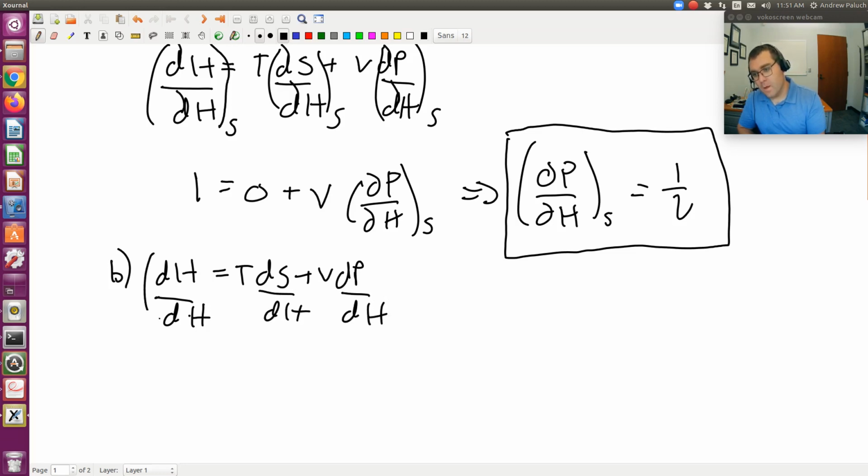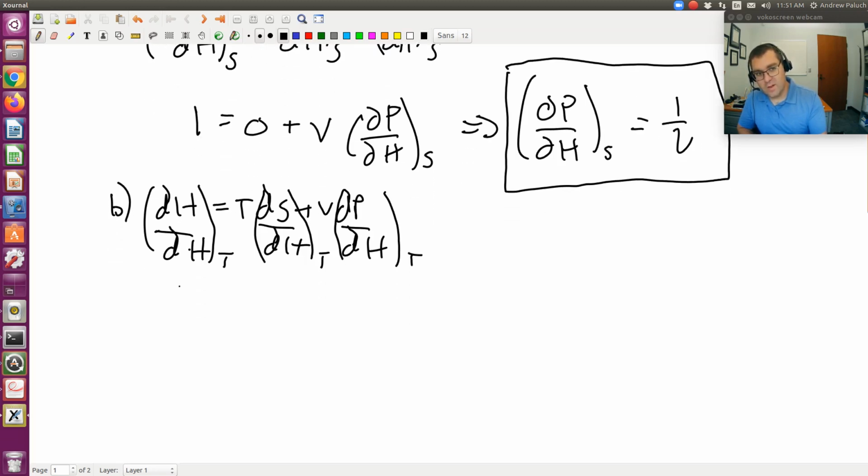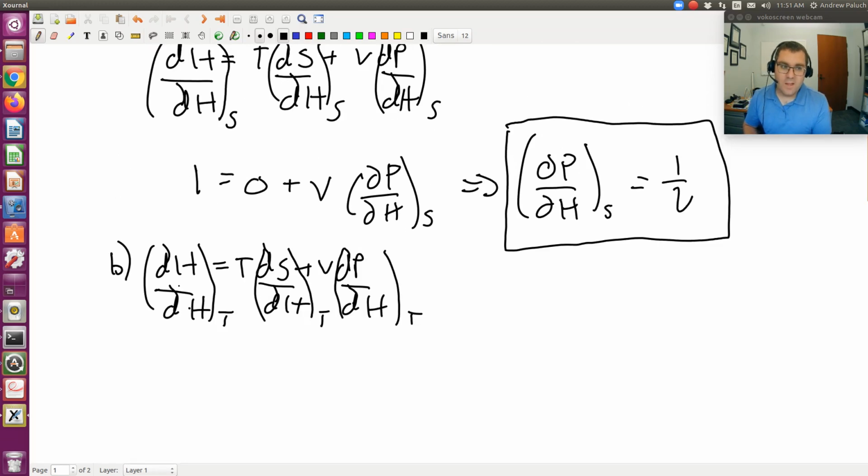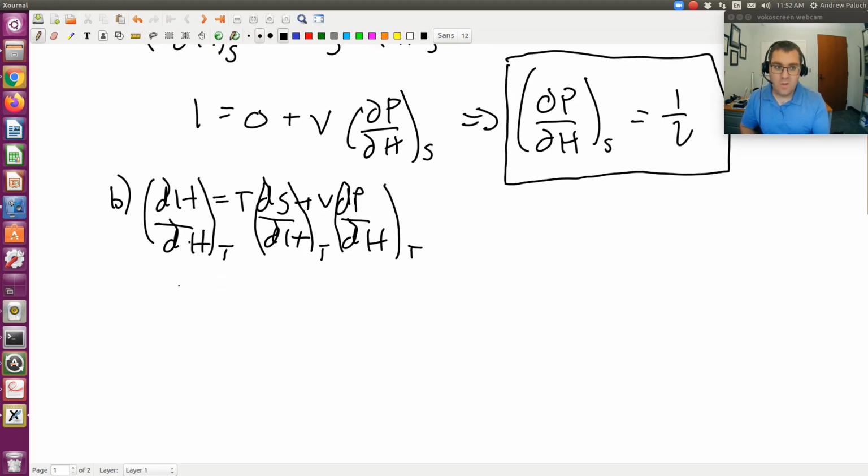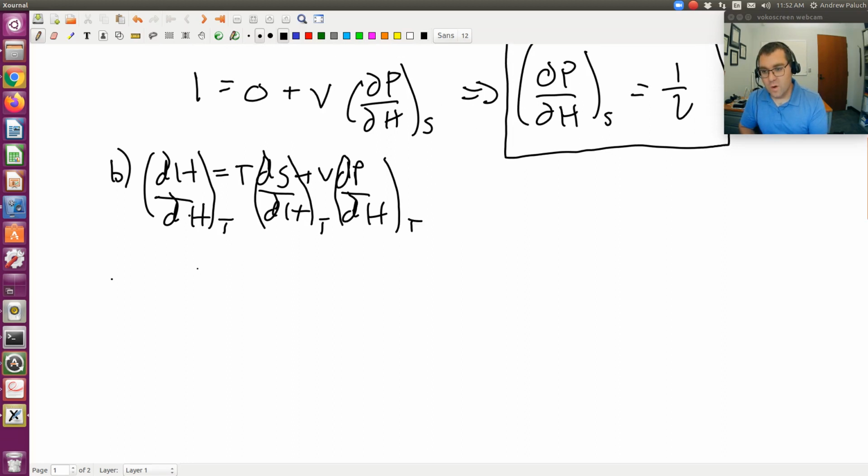Okay. Then I could only differentiate with respect to one variable at a time. So I'm going to need to keep a second intensive variable fixed. In this case, I'm going to use T. Okay. So what does this leave me with? This would leave me with dH/dH at constant T. Well, dH/dH is just going to be 1.